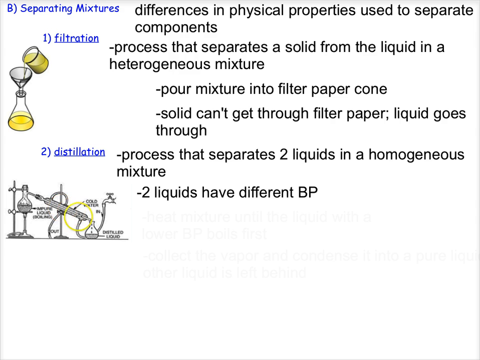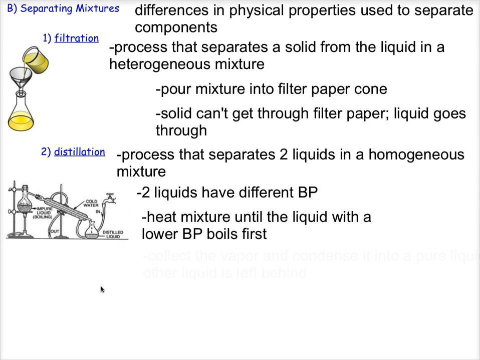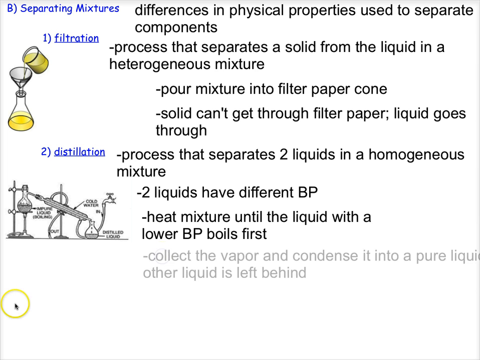So that vapor has to go down through this condenser, right? This just has cold water flowing on the outer jacket of this tube, so that all of a sudden that hot vapor must condense back into a liquid, and then that first liquid that boils off is collected here. So that's what's called the distillate, or the distilled liquid. Okay, so if we're writing down these notes, you would heat the mixture until the liquid with the lower boiling point boils first. You collect that vapor and condense it into a pure liquid, and the other liquid is left behind. So you end up with the substance with the lower boiling point in this flask and the substance with the higher boiling point left behind in this flask. So filtration and distillation are two different ways to separate mixtures based on their physical properties.